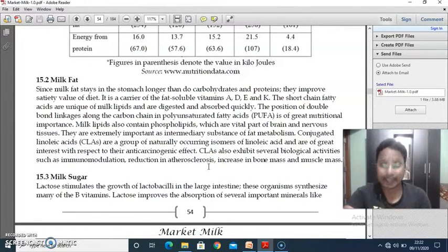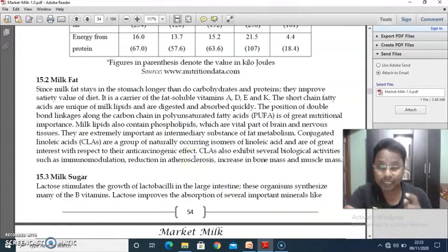Conjugated linoleic acid, that is the CLA, is a group of naturally occurring isomers of linoleic acid and is of great interest with respect to its anti-carcinogenic effect. Now, what do you mean by the anti-carcinogenic effect? Anti-carcinogenic effect means these cells generally fight against the cancer producing cells, and therefore this is called the anti-carcinogenic effect.